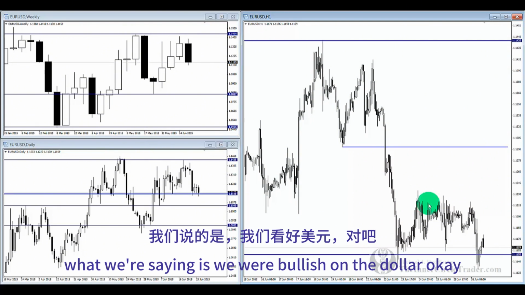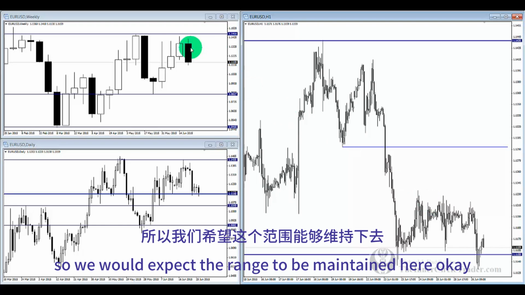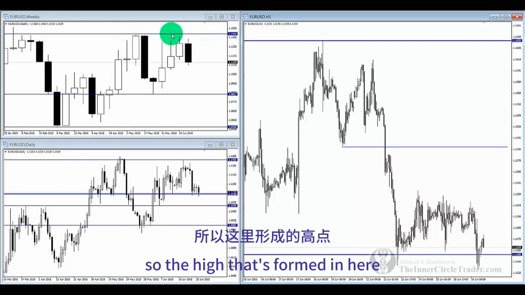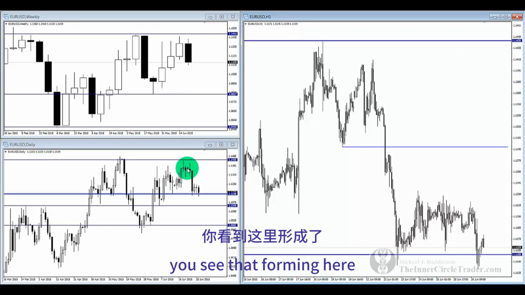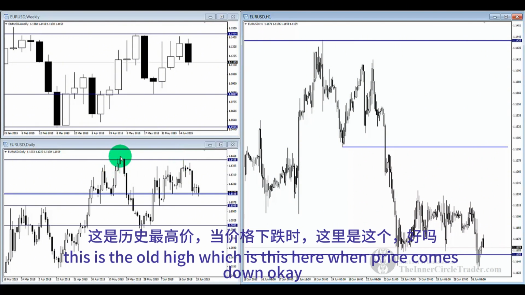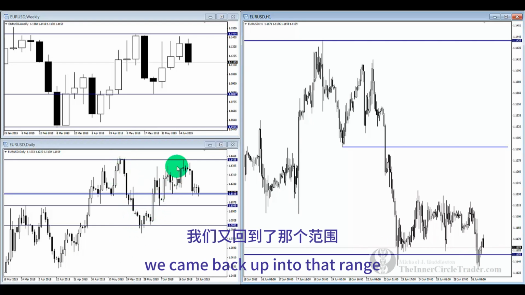What we're saying is we were bullish on the dollar, so we would expect the range to be maintained here. We most likely won't see this high be violated. So the high that's formed in here, that now becomes an area we would say, this is the old high. When price comes down, we came back up into that range.